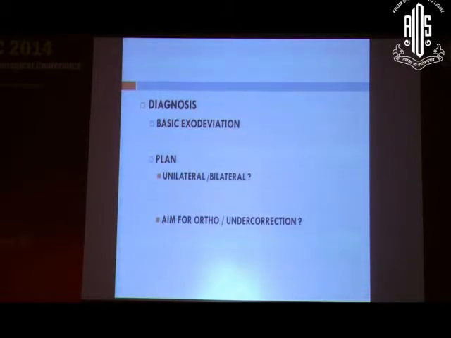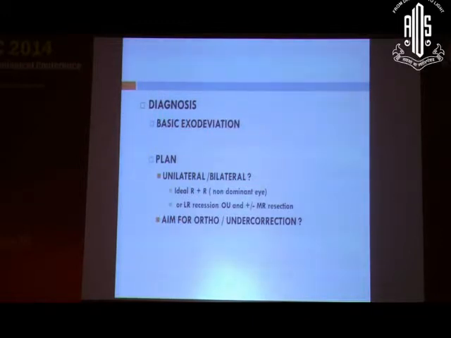Now what will be the plan? Will it be unilateral or bilateral? The ideal situation for such cases is to do a recession and resection of the non-dominant eye. Although you can still do a bilateral lateral rectus recession, and in case the deviation is very large, you can go in for a three muscle surgery, but that is a controversial thing.